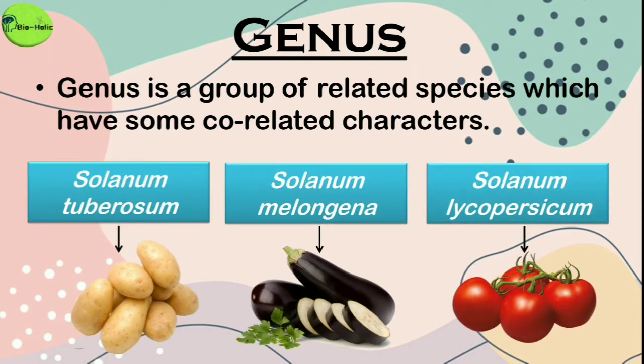Now, one thing is that each genus can have one or more than one specific epithets representing different organisms but having morphological similarities. For example, here you can see in the picture that potato, brinjal and tomato are 3 different species, but all of them belong to the same genus, that is Solanum. Okay? So here are some common features between them, and this is why the genus Solanum differs from other genera, for example, Panthera. Okay?